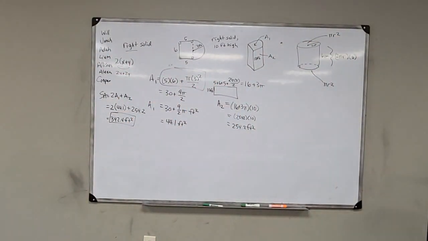So that's what we're always going to do. For a right solid, we're going to find the area of the base or the area of the top. And then we're going to find the area around it. And the area around it will always open up into a rectangle.